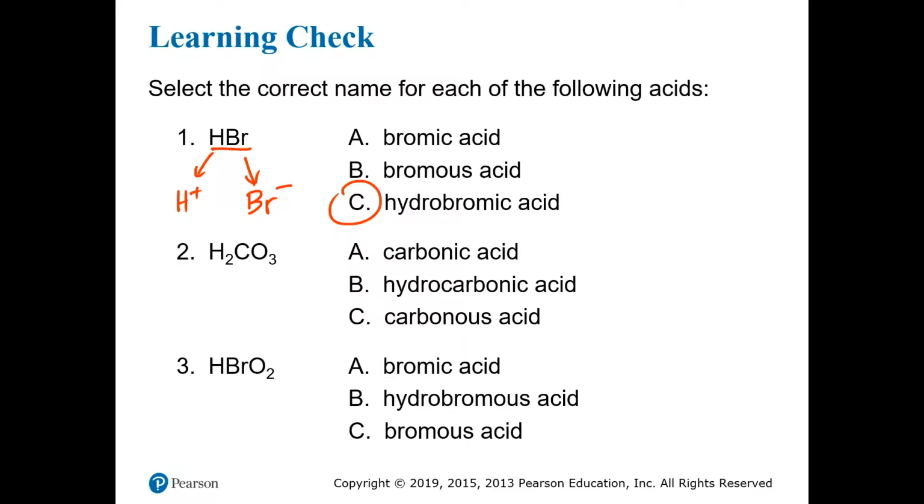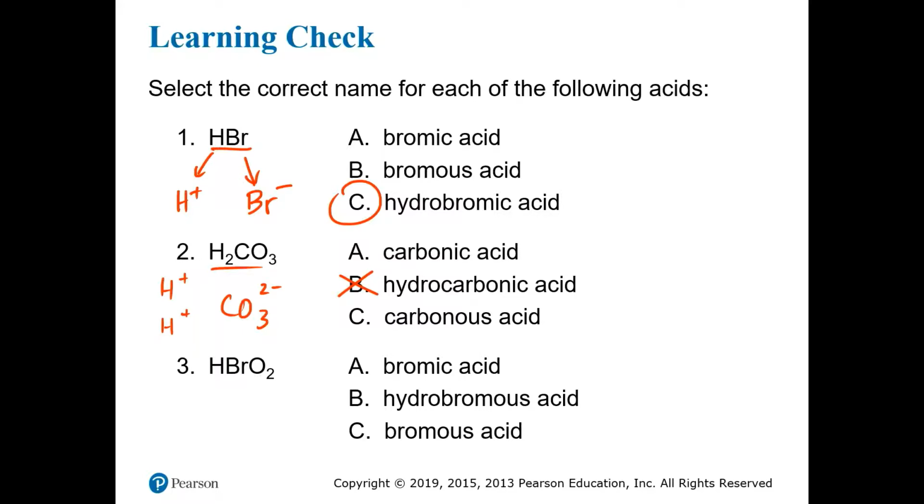In the second example, we have H2CO3. In this case, you actually have two hydrogens. We'll discuss what that means a little bit later. And the negative ion in this case is CO3 2-. So this is an oxoacid, which means it's not going to begin with hydro, and we can say that B is not the correct answer.